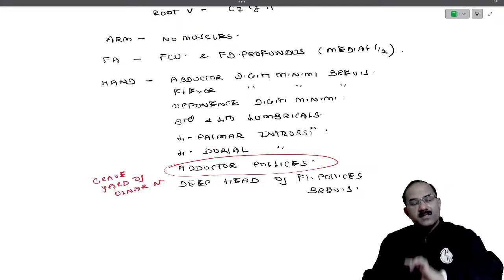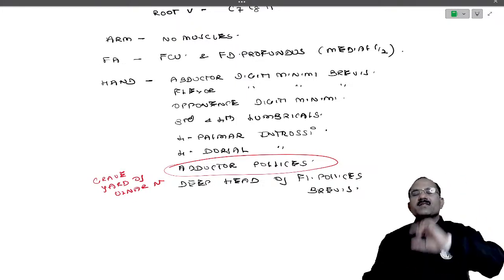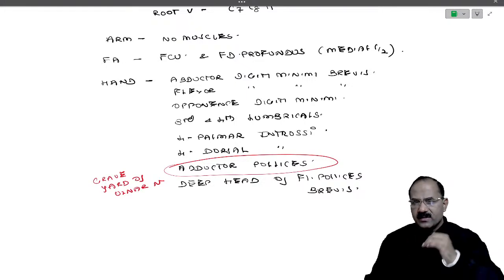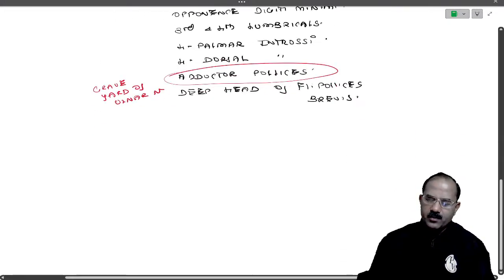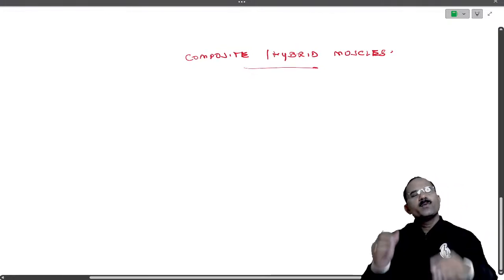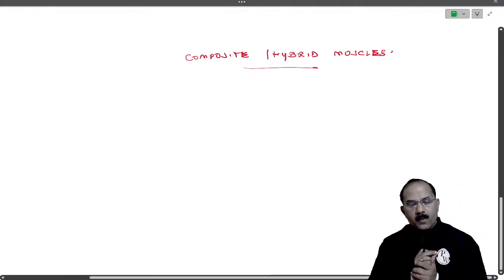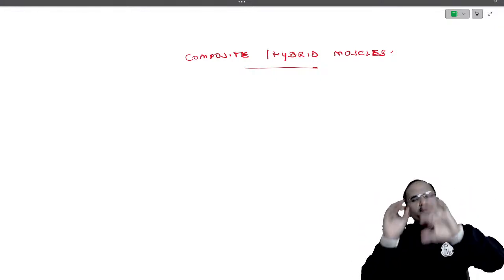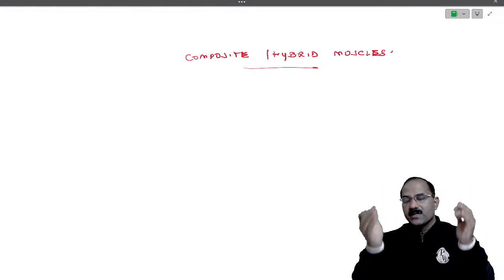So I've told you the muscles supplied by median nerve in the upper limb, and the muscles supplied by ulnar nerve in the upper limb, right? Let's discuss another flow chart: composite muscles in the body. Composite or hybrid muscles in the body. Now what are composite muscles? Composite muscles are those which receive a dual nerve supply, a double nerve supply. 2 nerves supplying one muscle, we call such a muscle a composite muscle.